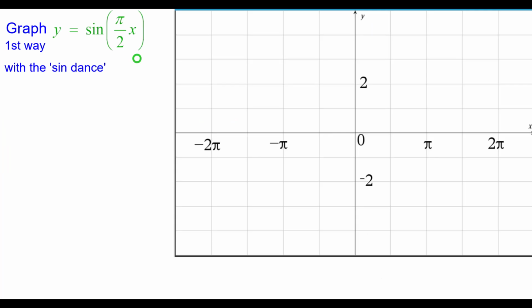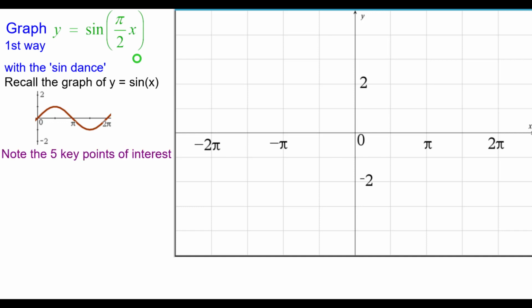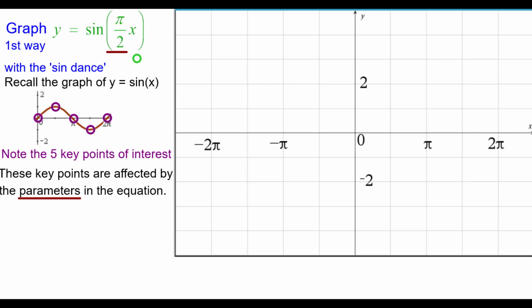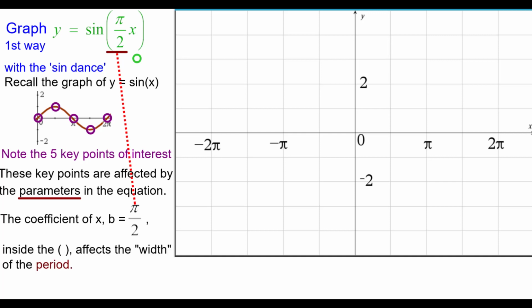The first way is with the sine dance. Recall the graph of y equals a sine of x, one period or wave, and notice the 5 key points of interest. These key points and all points are affected by the parameters in the equation, namely the pi over 2 times x inside the parentheses. That coefficient of x, which we usually name the letter b, is equal to pi over 2. It affects the width of the period inversely.